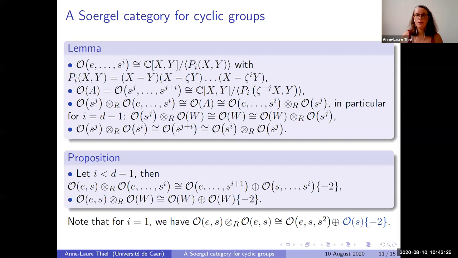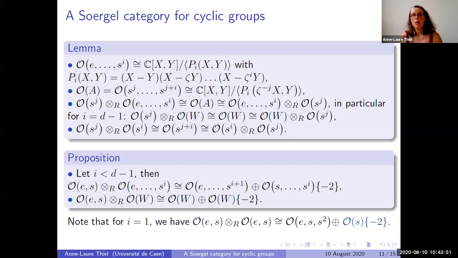What if now I tensor O of W with this O of E_S, my generating bimodule, on the left? Then it spits out two copies of O of W, one being shifted by minus two.